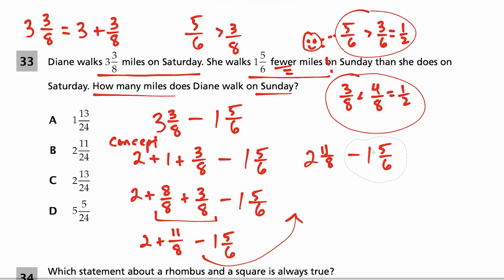So now we have to find the least common multiple between 8 and 6. And that would be 24. Okay, so I'm going to multiply this fraction by 3/3. And I'm going to multiply this fraction here by 4/4.